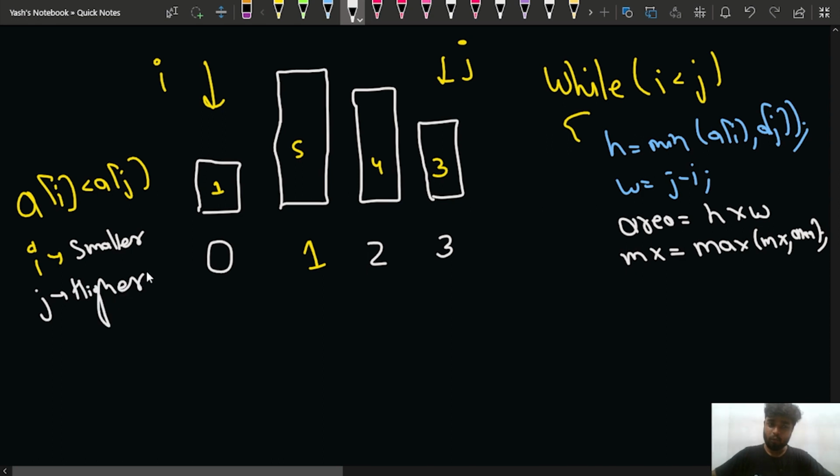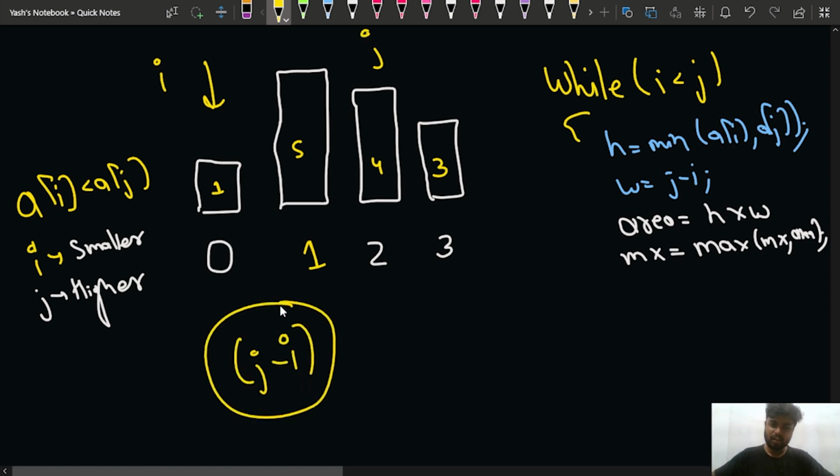This can go vice versa as well. Either i can point to a higher pillar and j can point to a smaller pillar, so the things will be true in that case also. So listen carefully. What you can observe is, suppose I do i plus plus, or j minus minus. Suppose I move my j pointer, so the j pointer will come here. Now you can observe one thing, that j minus i is always going to decrease.